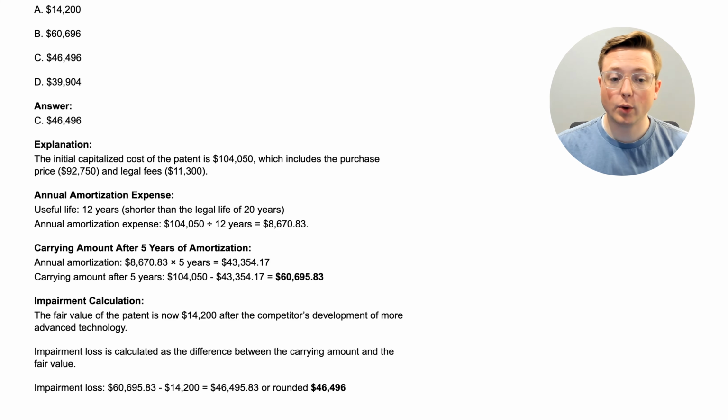All right, here we are. The answer is C. $46,496 is the impairment loss that's going to be recognized for this intangible asset. So let's talk about this. We have to figure out how much the carrying amount of the asset was before it got impaired. So let's figure that all out.